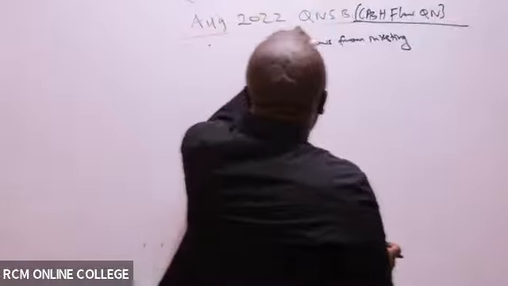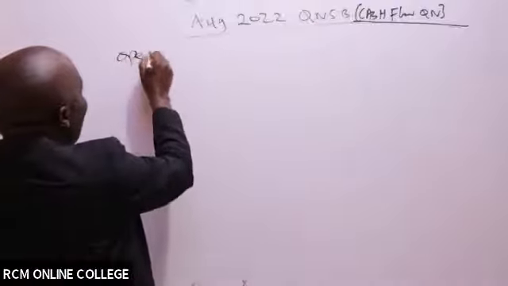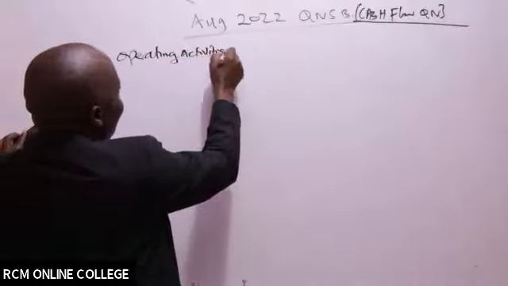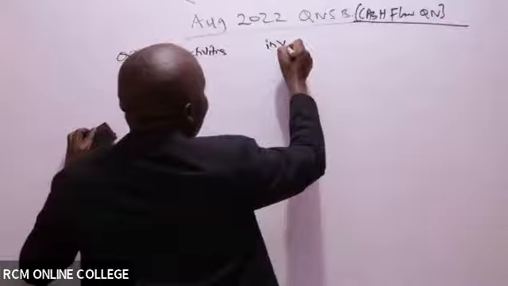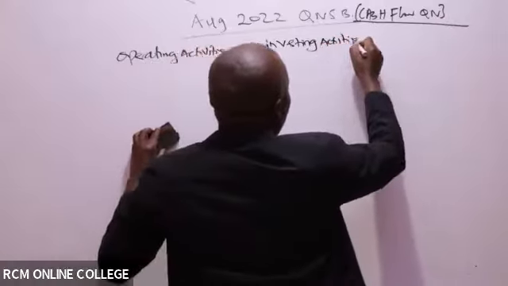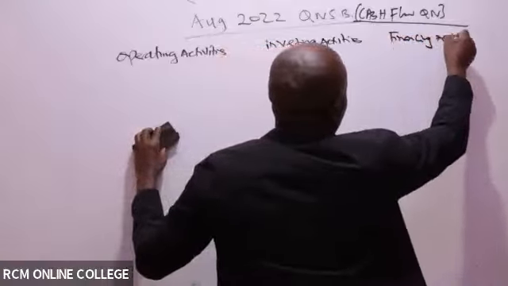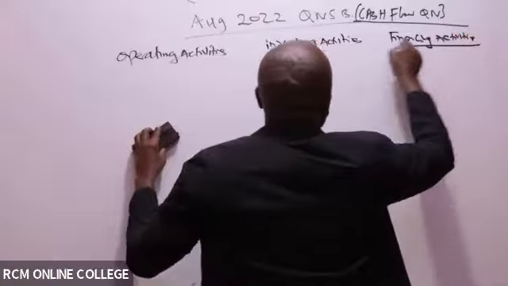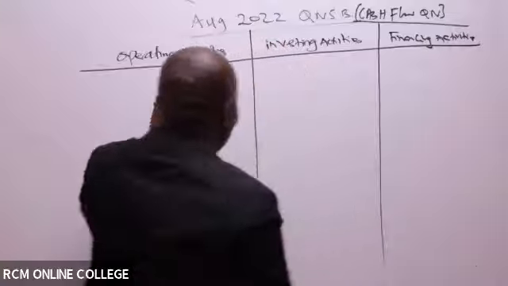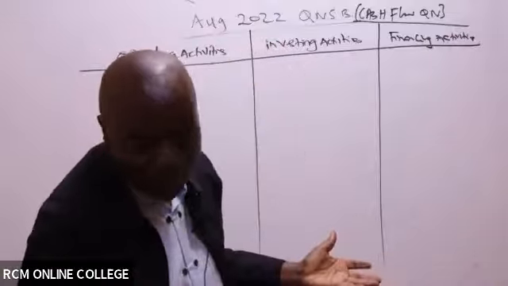Ladies and gentlemen, because of the size of my board, I will have three columns here: operating activities, investing activities, and financing activities. That is how we structure our cash flow statement. Of course, in your case, you're writing them in a columnar form, so you shall not have three columns. I'm doing this because of the size of my board.